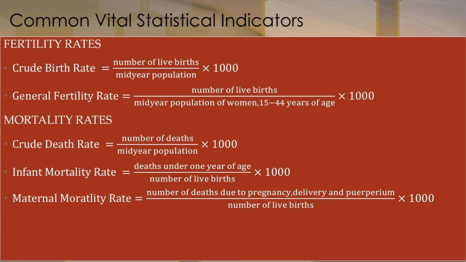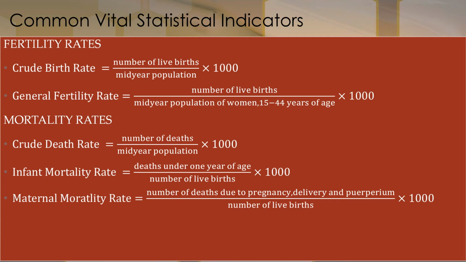That means if you would like to know the general fertility rate of a population, you would like to know the rate of the number of live births within this specific population of women of reproductive age. This is very important because if there are a large number of women within the reproductive age, that could affect the community's fertility rate.